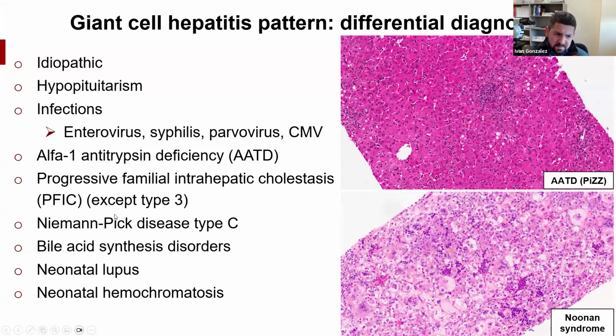Niemann-Pick disease type C. And in Niemann-Pick, you will see these classic cells, which will be vacuolated and clear Kupffer cells. That is where the abnormal material is being accumulated, and they will be positive for PAS and diastase resistant.